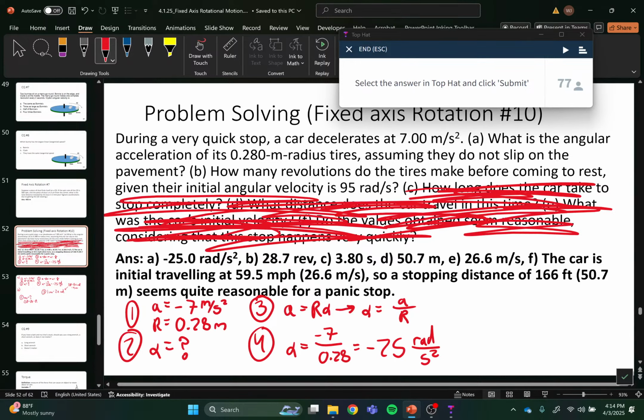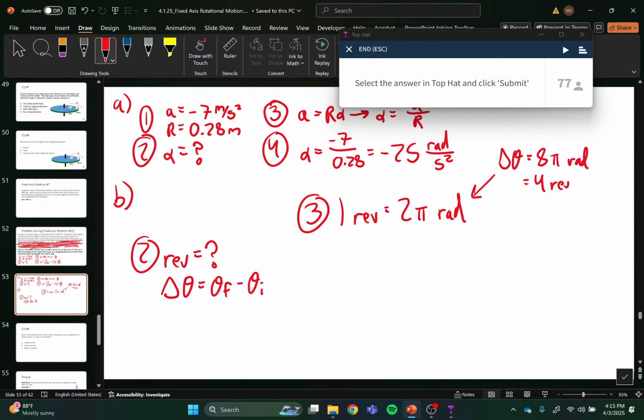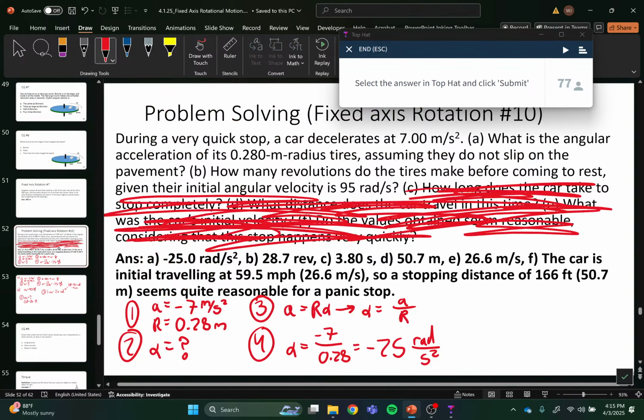It says my initial angular velocity is 95 radians per second. There's actually 2 more givens in this sentence that I'm going to give you a second to see if you can figure out. How many revolutions do the tires make before coming to rest, given that their initial angular velocity is 95 radians per second? See if you can find the other 2 givens that are in that sentence.